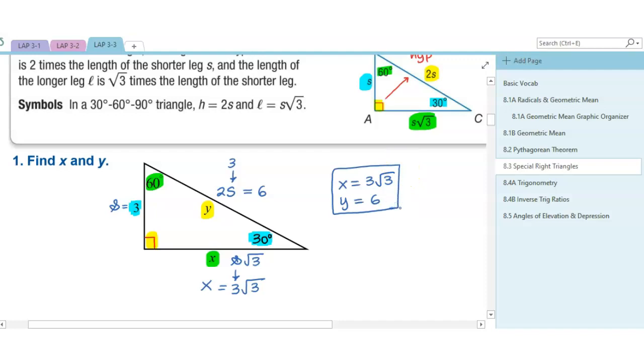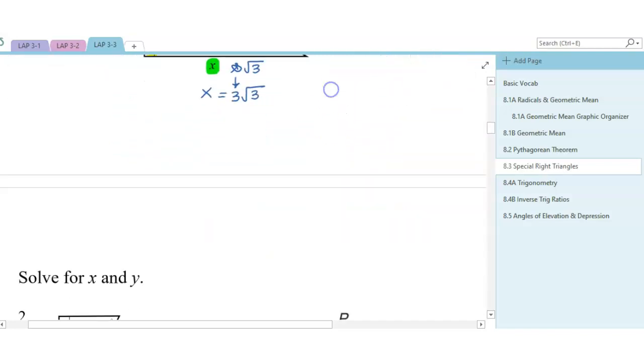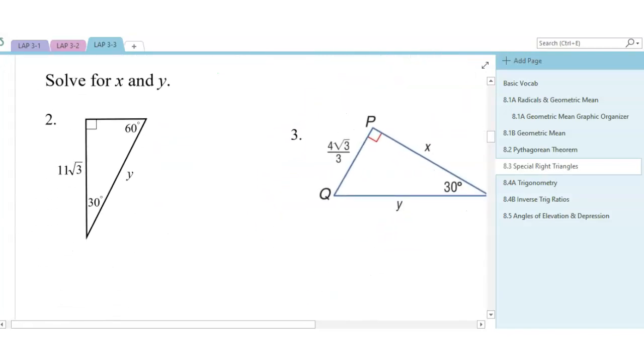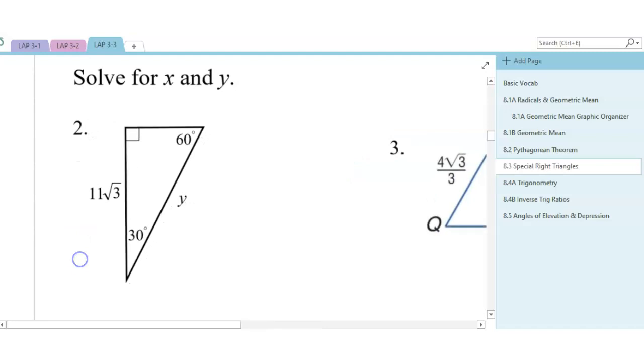The better you get with these, the quicker you're going to solve them. Okay? Let's go ahead and move on to this. I'm going to do one more example with you, just to show you how this looks if it's turned around a little bit. But the idea is the same.